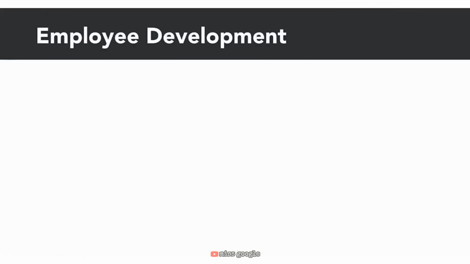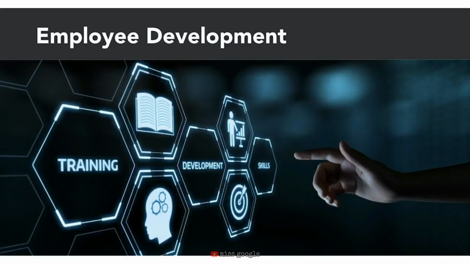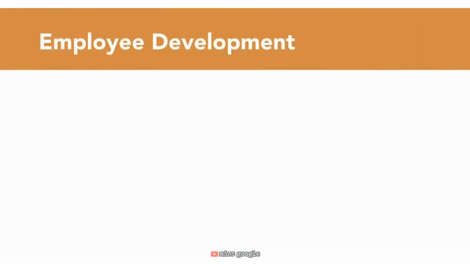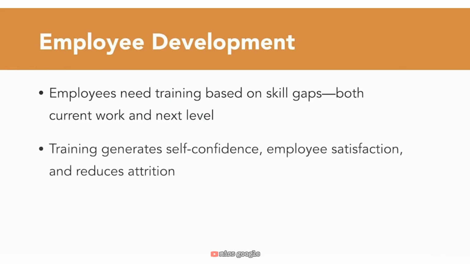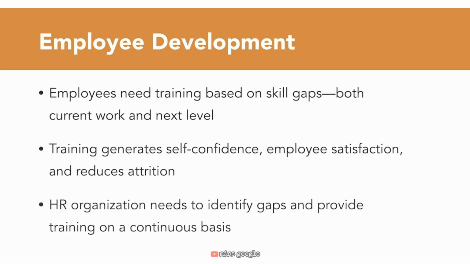One of the key areas of focus for HR is to identify the right training and development programs for each of their employees. In this chapter, we will discuss a specific technique to recommend training programs to employees. Employees need training to bridge their skill gaps, both for their current work as well as for the next level. Training and development plays a huge role in generating self-confidence and employee satisfaction. It reduces attrition. HR organizations need to identify skill gaps for employees and provide training programs on a continuous basis.